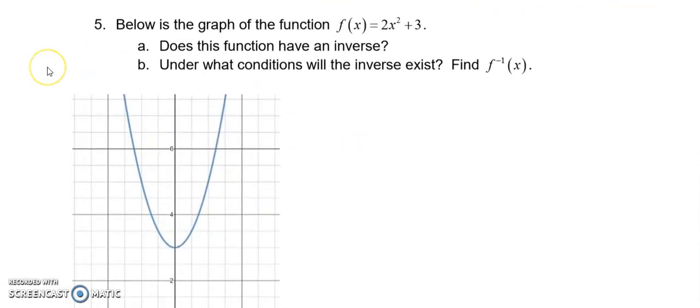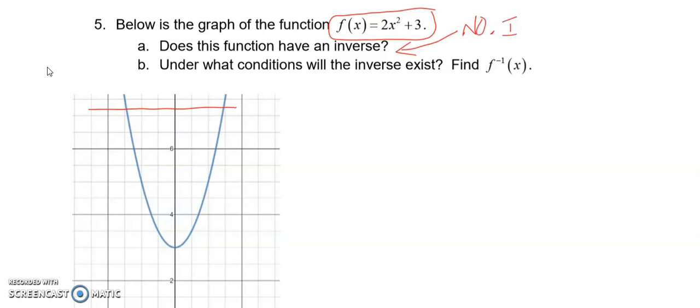Look at this very carefully. We've got a parabola, a nice blue parabola. Color doesn't matter. And it says below is the graph of the function f of x equals 2x squared plus 3. Yes, it's a function. No question about that. It passes the vertical line test. But now look at what part A says. Does the function have an inverse? That would be indicated by the horizontal line test. Well, you can clearly see that if you draw a horizontal line anywhere, or most anywhere, through that parabola, it will intersect in two places. So the answer for part A is no. It does not have an inverse.